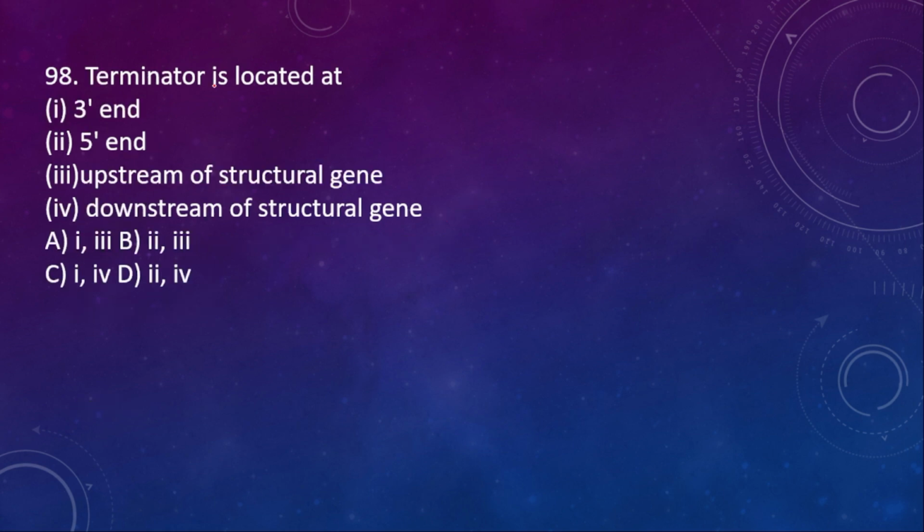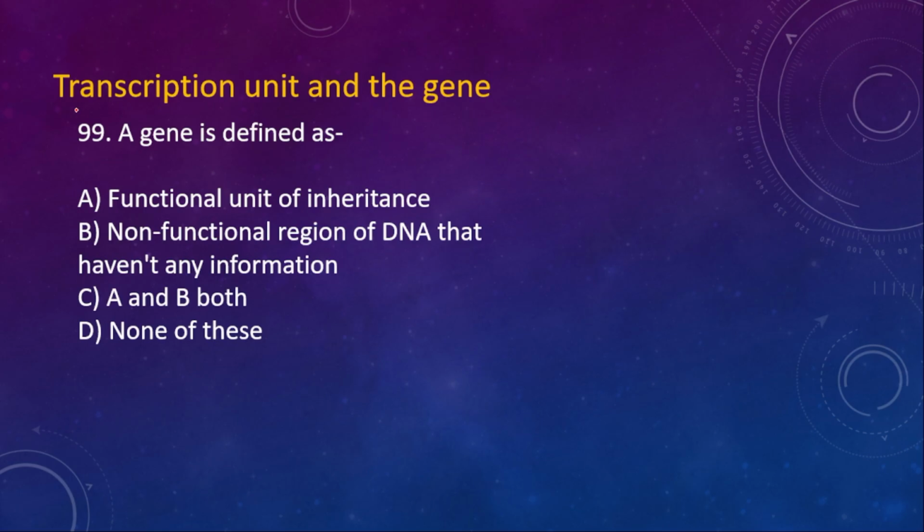Next, for the terminator, that is 98th question. Terminator is located at the 3' end, not at the 5'. Upstream of the structural gene, no, it's downstream. So here the right option is C. So the questions from transcription unit and then gene. 99th question. A gene is defined as A. Functional unit of inheritance, B. Non-functional region of the DNA that hasn't any information. C. A and B both. D. None of this. Here the right option is option A.